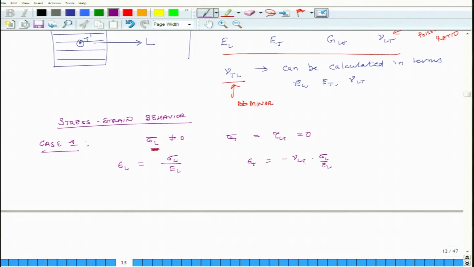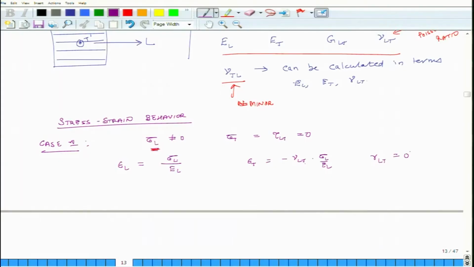Now, this is a specially orthotropic material, the load direction and the direction of the fiber is aligned. So, in this case I am applying only extensional stress on it, so there will be no shear strain. So, gamma LT equals 0. So, this is case 1.